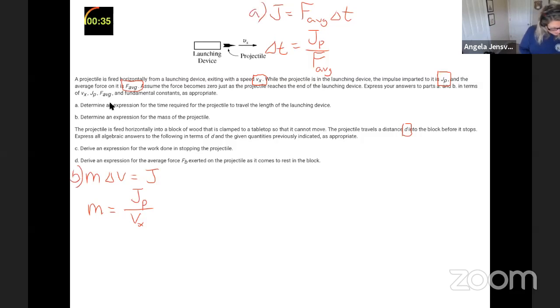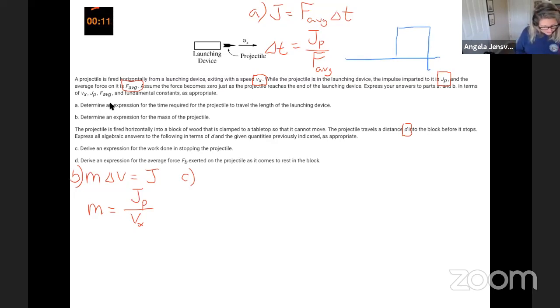This was A. Let's do C. Now you launch it into a block of wood, and it can't move. Maybe I could draw it. Can you see that? Here's your block of wood.